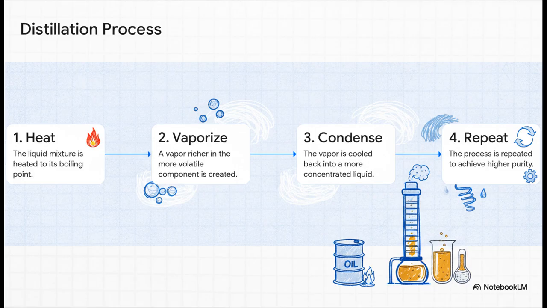It's basically just a clever cycle, a rinse and repeat process. First, you heat the mixture. The vapor that comes off is richer in the good stuff. Then you capture that vapor and cool it back down into a liquid. And guess what? This new liquid is purer than what you started with. So you do it again and again. And with every single cycle, you get a higher and higher level of purity.